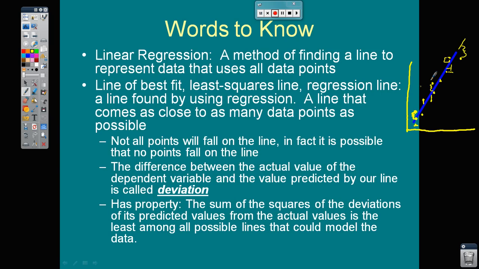So basically, the real way they calculate this, they draw all these different lines, they find all these deviations, they square them, and they say which line was the best. Okay, as you can imagine, doing this by hand totally stinks. So thankfully, we have technology that will do this for us.